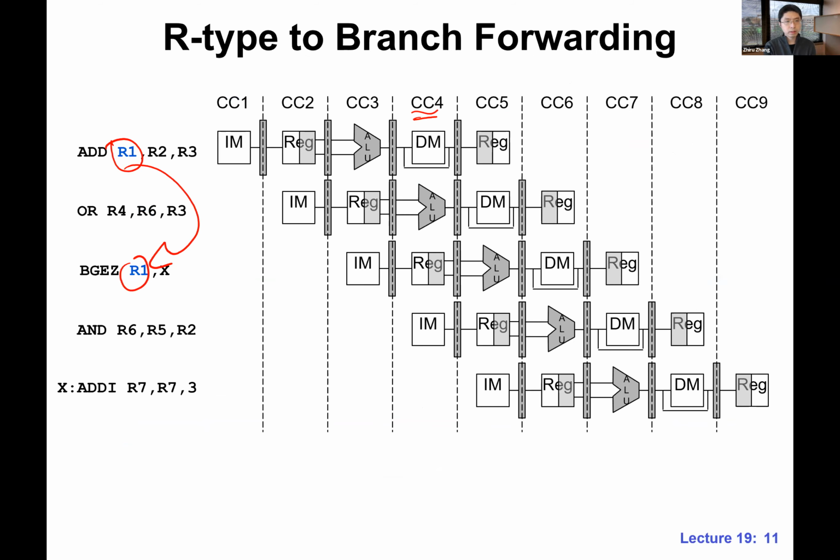One more slide. Where do we forward? From which stage to which stage? Any proposals? Very good, Jacob. Like this, we do MEM to ID, because R1 is already available here, in cycle 4, and we need to use it over here to make the branch decision. So that's where we do this kind of forwarding.